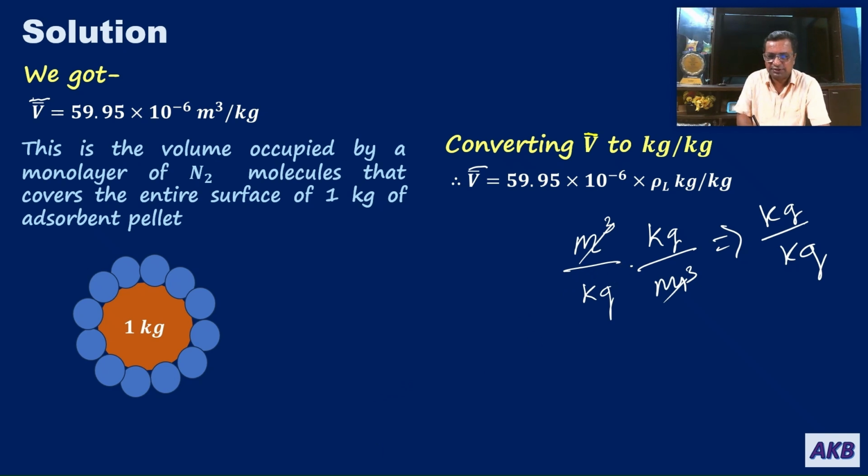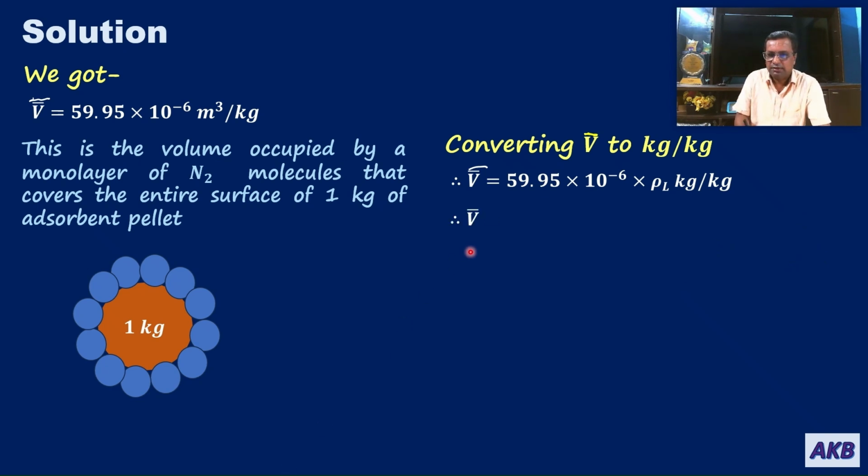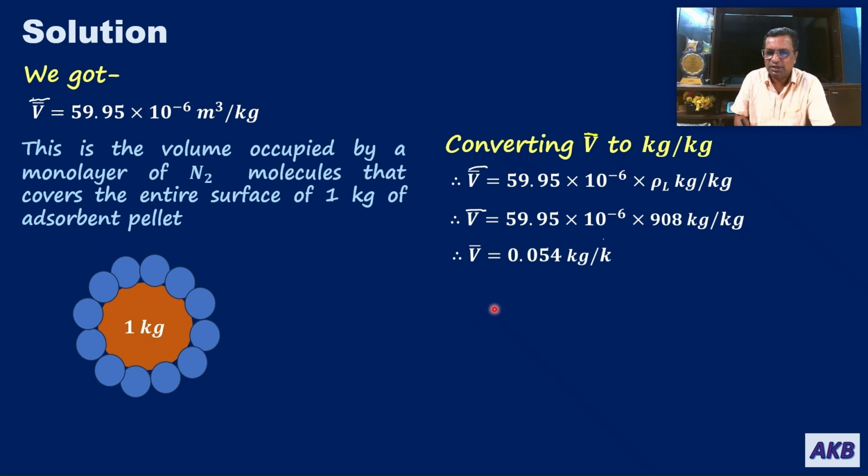So let me first erase this so that I can complete the discussion. Okay, so that is V bar. V bar is equal to 59.95 into 10 to the power minus 6 into 908 kg per kg. 908 is the density of liquid nitrogen that is given to us. So that gives us V bar as 0.054 kg per kg. So V bar in this case comes out to be 0.054 kg per kg.